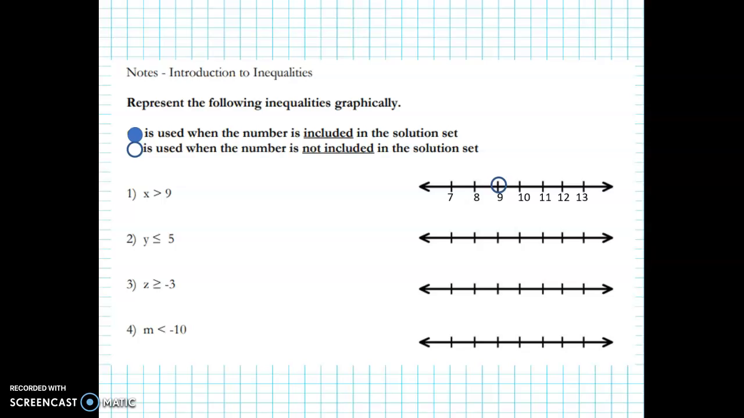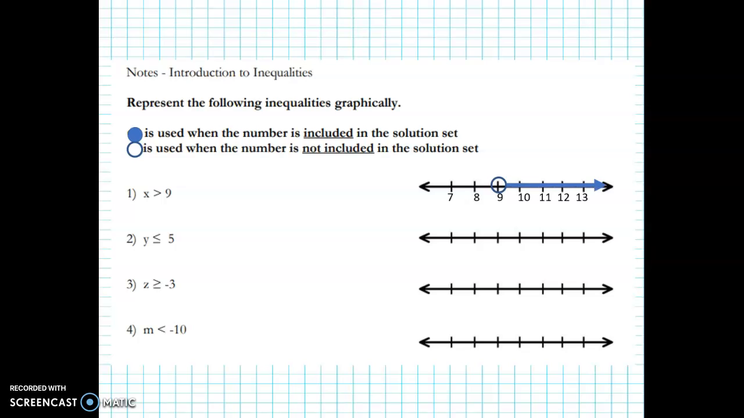One way to confirm this is to pick numbers from the number line. I can put a 7 instead of X. Is 7 greater than 9? No, so I know my arrow does not go that way. I can try an 11. Is 11 greater than 9? Yes, so my arrow will go to the right.